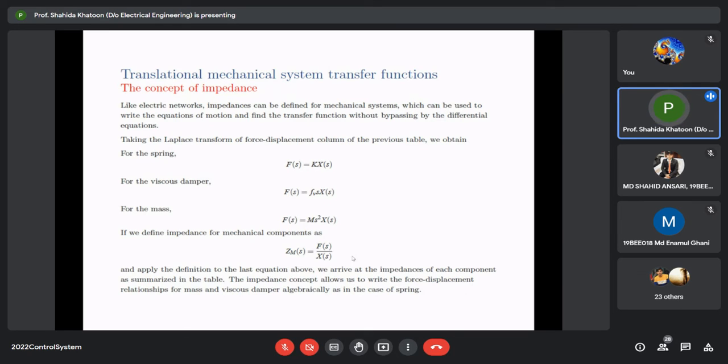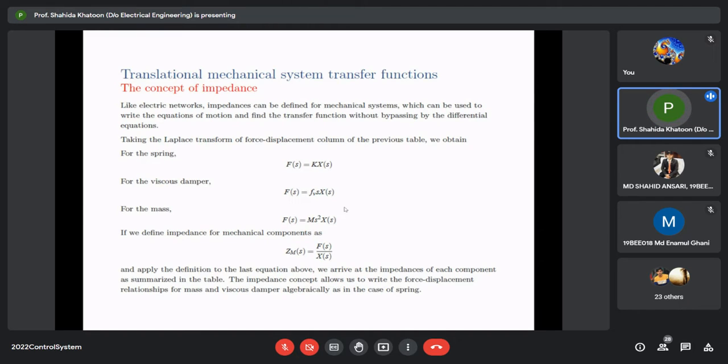Now, like electrical networks, impedances can be defined for mechanical systems, which can be used to write the equation of motion and find the transfer function without bypassing the differential equations. So if you take the Laplace transform of the force displacement column of the previous table, we obtain for the spring Fs is equal to Kxs. For the viscous damper, Fs is equal to Fvsxs. For mass, Fs is ms square xs.